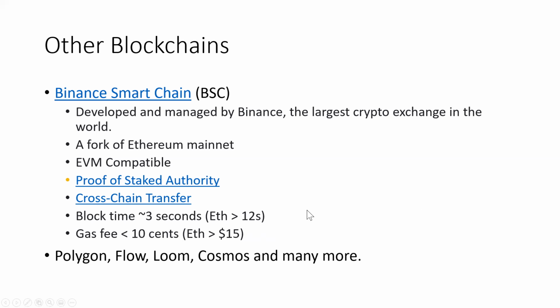Of course, besides BSC, there are many other blockchains, for example Polygon, Flow, Loon, Cosmos, and many other public chains. I think all of you have heard of Loon, because the CryptoZombies lessons were actually created by Loon. Loon is also a public blockchain. There's a lesson about how we can deploy CryptoZombies into the Loon network. Polygon is closely related to Ethereum mainnet, its gas fee is much less, and the network is much faster.